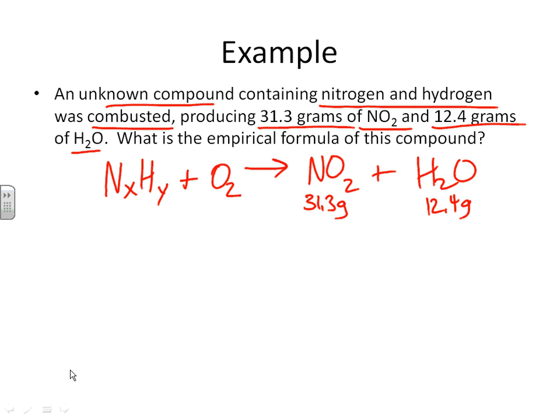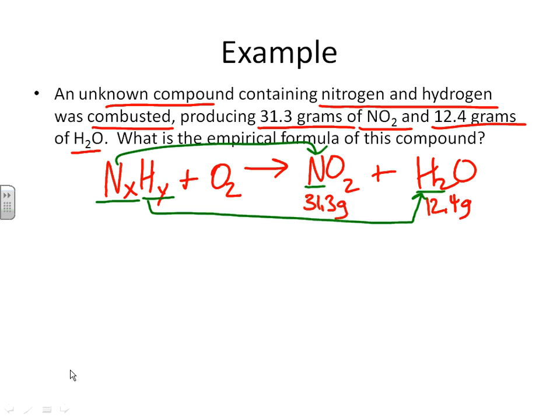Again, key to solving this problem is realizing that there is only one nitrogen source on the left and only one nitrogen source on the right, which means that all of the N that's in this NxHy had to turn into the nitrogen that's in NO2, and all of the hydrogen that's in NxHy had to turn into the hydrogen that's in H2O. That is the fundamental big point from this particular type of problem. It's the law of conservation of mass.